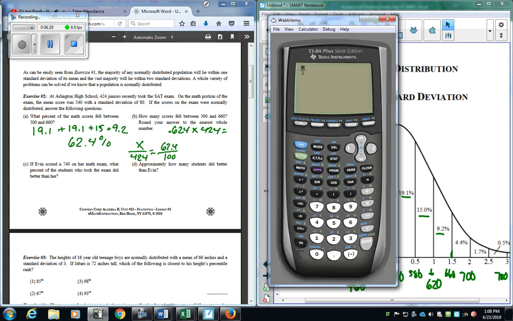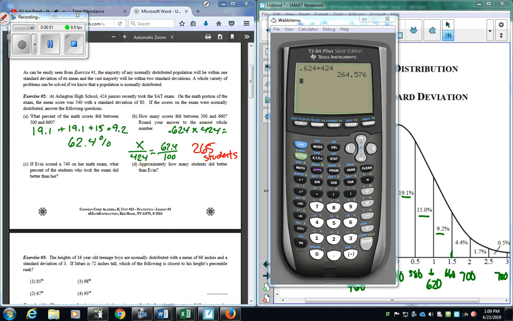I do 0.624 times 424. And again, I'm going to have to round to the nearest whole number, so this is going to be 265 students. So 265 of those students fell within that range.